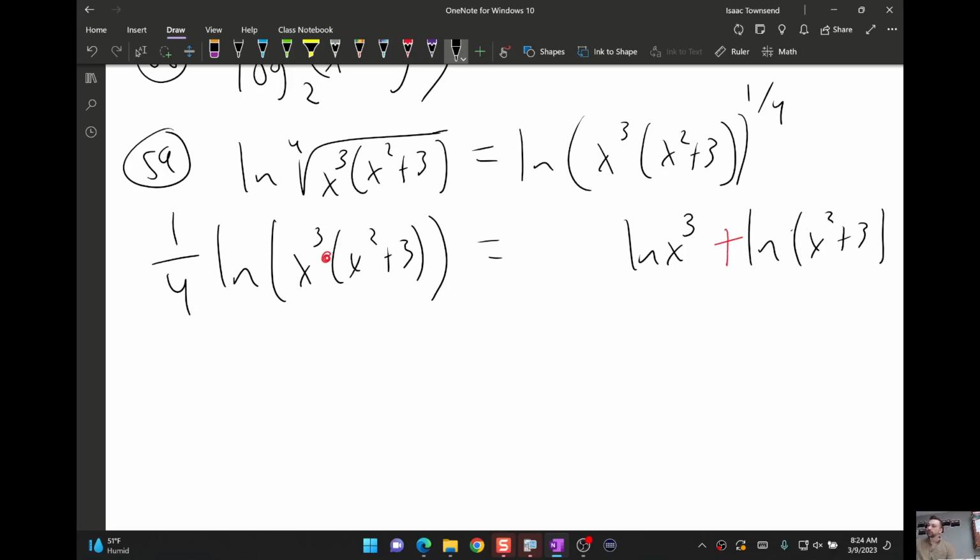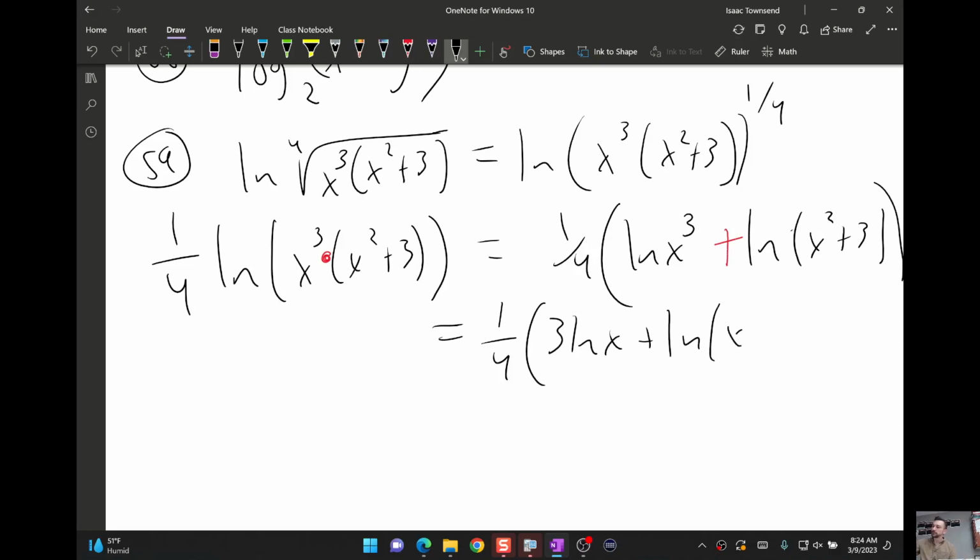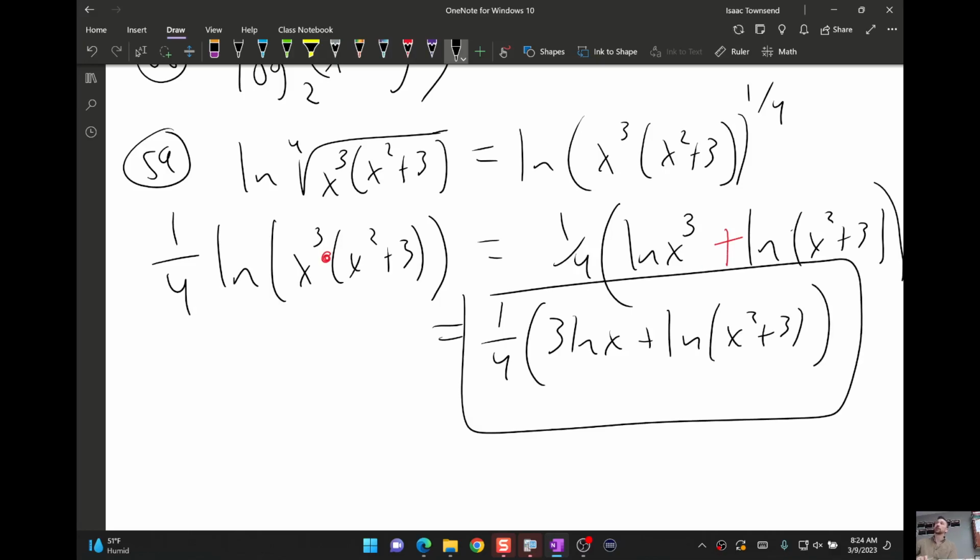And it was 1/4 times all of that. And then because of the direction we were going, there's an expectation that you bring the exponents down at the end. So that's where I got that for 59.